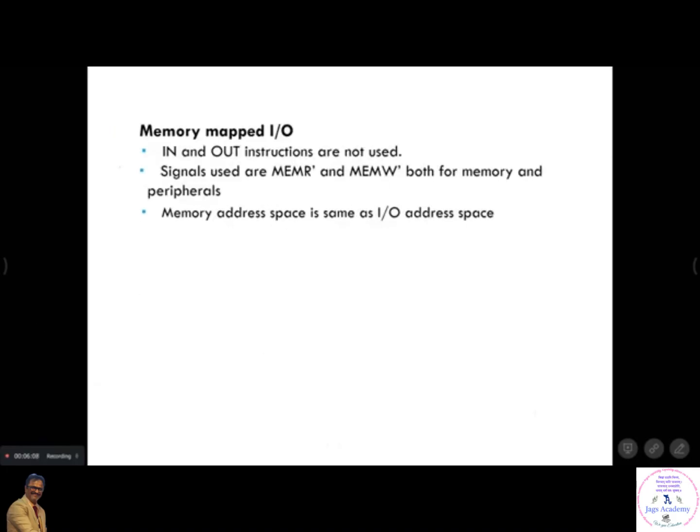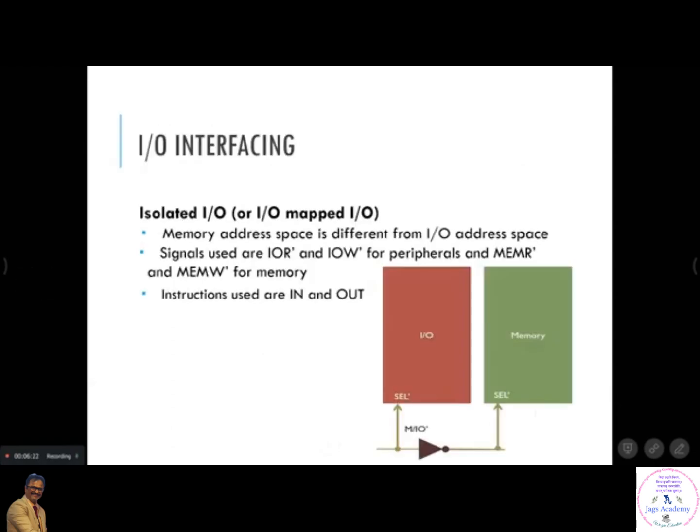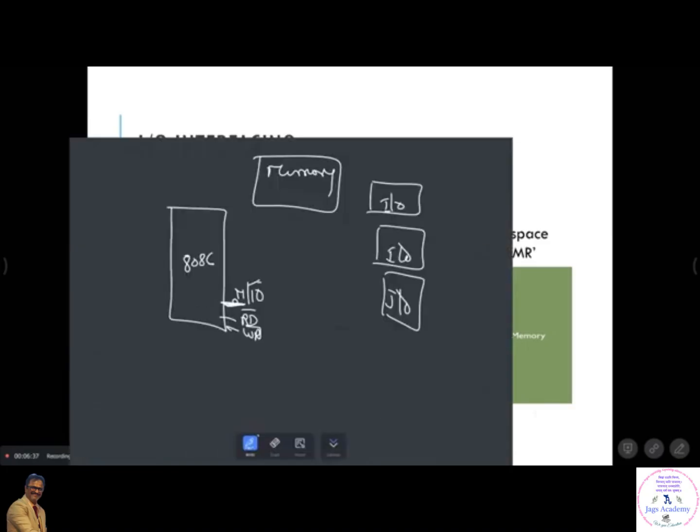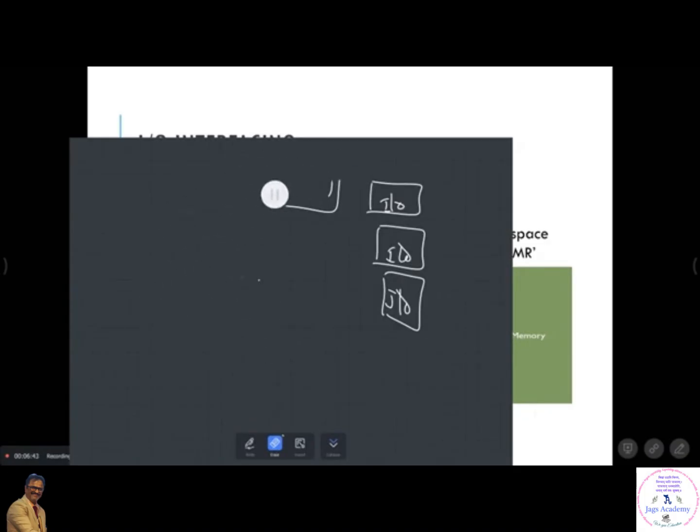In memory mapped I/O, we don't use the instructions IN and OUT. What are the IN and OUT instructions? Try to understand very clearly. In the previous case, if you want to put any data to the I/O device, we use two instructions called IN and OUT. Try to understand this very clearly. What are these IN and OUT instructions? I just want to tell you.